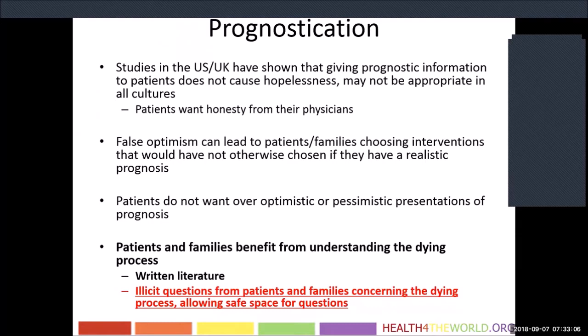Written literature can be helpful. Sometimes we have several books and patient and family brochures that explain what they're going to see at each stage. And families actually use that. I've had families highlight the book and bring it to me. Also, ask questions of patients and families concerning the dying process, and allow a safe space to ask those questions. You want to be approachable where they feel like they can almost ask you anything.